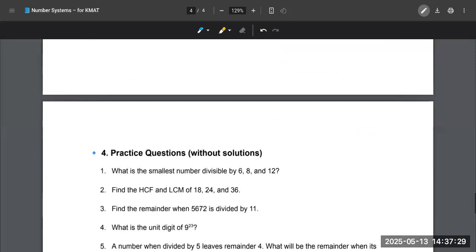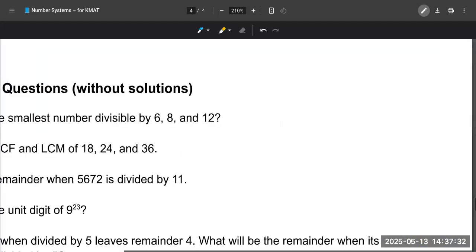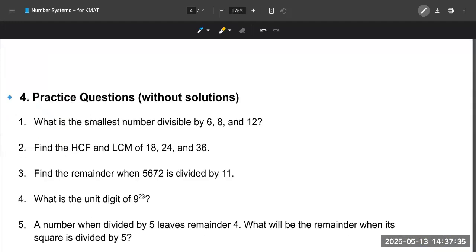There are some practice questions. What is the smallest number divisible by 6, 8, and 12? It is asking for a number divisible by 6, 8, and 12. Is 1 divisible by 6 or 6 divisible by 1? 6 divisible by 1. So basically the question is asking for the LCM of 6, 8, and 12.